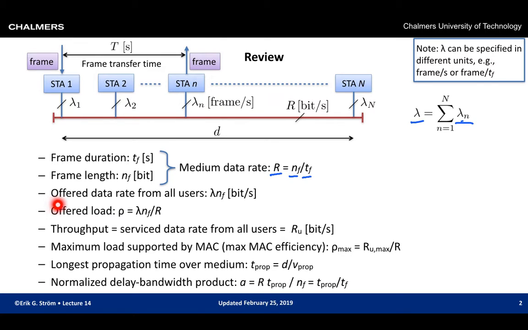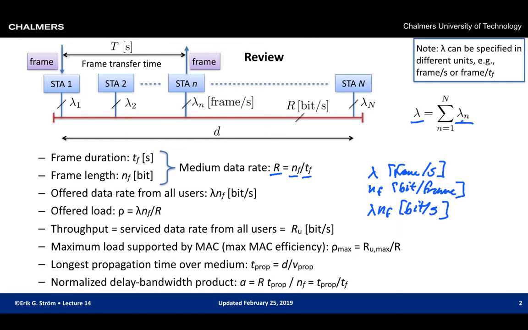Now, how much traffic is asked from the medium? Well, that's sometimes also called the offered data rate. And the offered data rate from all users is lambda times nf. And why is that? Well, if lambda is frames per second, say, and nf is bits per frame, then a simple dimensional analysis shows that lambda times nf is in bits per second, right? And that is the total traffic that all these stations would like the medium to handle.